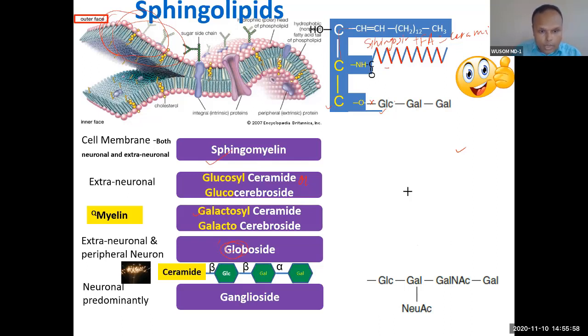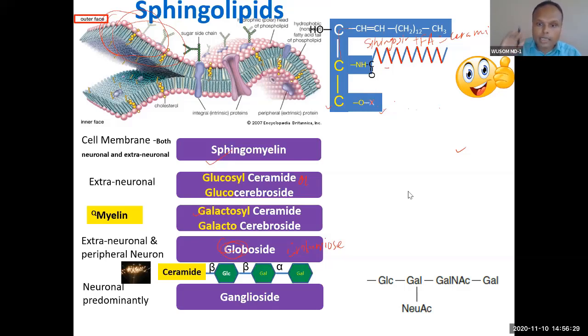This is globoside. You can remember this globoside like fiber. I will tell you the significance. It is related to a disease that is called Fabry disease. So globoside has glucose, galactose, galactose. This is called globotrioside, because a trisaccharide is there. That is why.